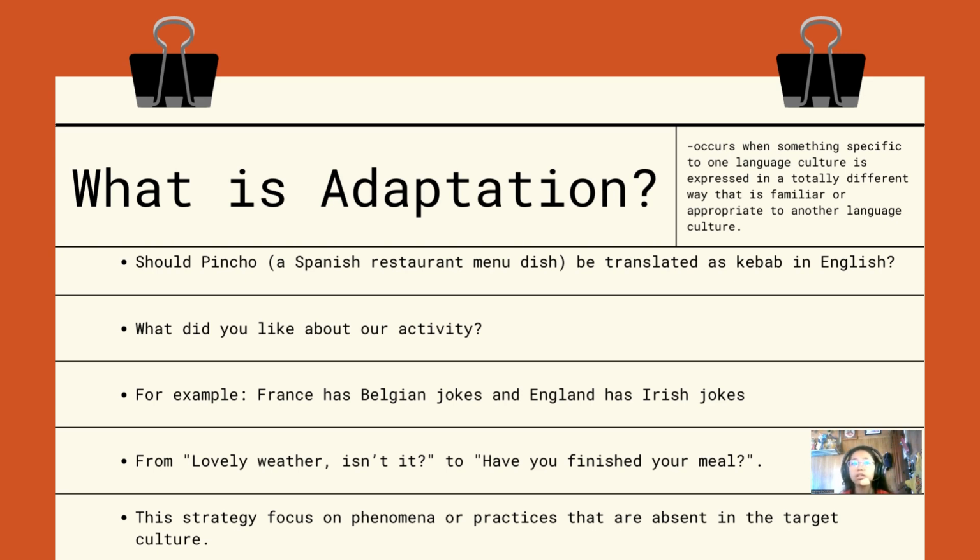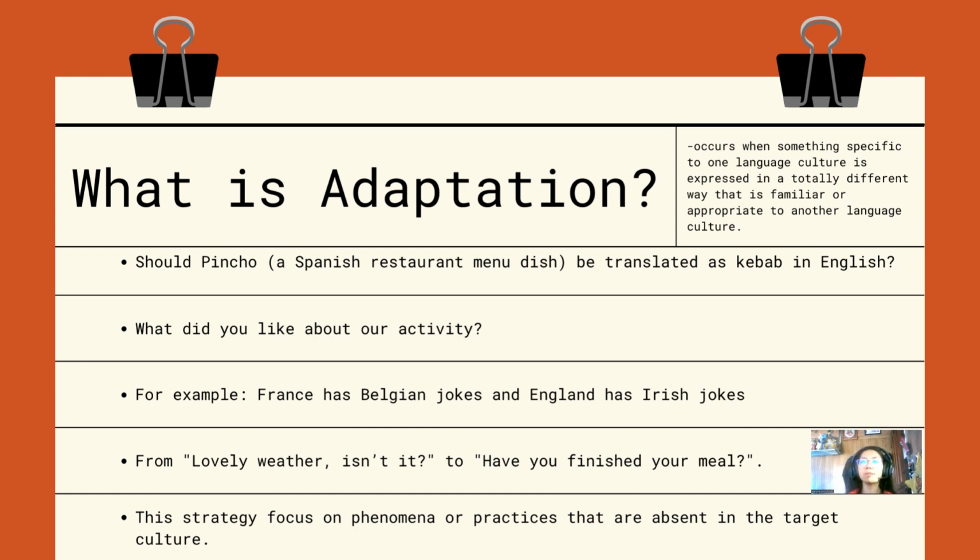Example, lovely weather, isn't it? Chifan lema, have you finished your meal? Rather than the operations on linguistic level, this strategy focuses on the phenomena or practices that are absent in that target culture. In a literal translation, Chinese people will be surprised why people always talk about the weather, like a meteorologist, when they meet each other, while the English people will have the doubt whether the speaker has an intention to invite me for dinner.